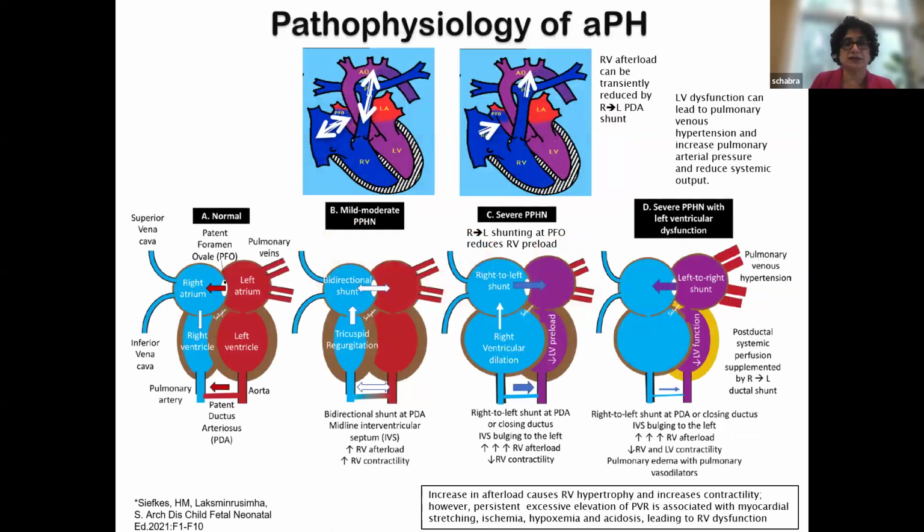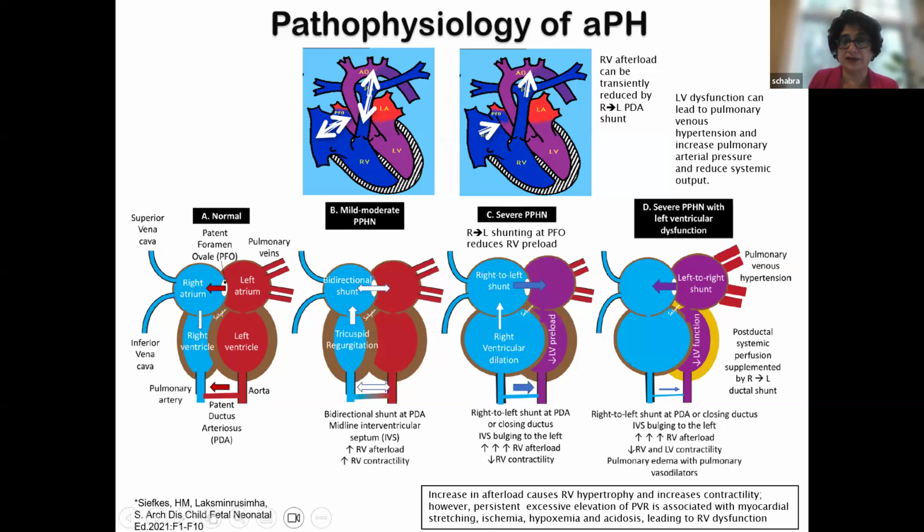So here you can see it's a summary, and I'll go a little quick on this. This is normal circulation, where the PDA is left to right and the PFO is left to right. So this is normal transition in a newborn baby. If the PDA stays bidirectional, or if the PFO is bidirectional, then you have mild to moderate PPHN because there is slight elevation of the pulmonary vascular resistance. However, if there is quite a significant right to left shunting at the PFO and the PDA, it is demonstrative of severe pulmonary hypertension.